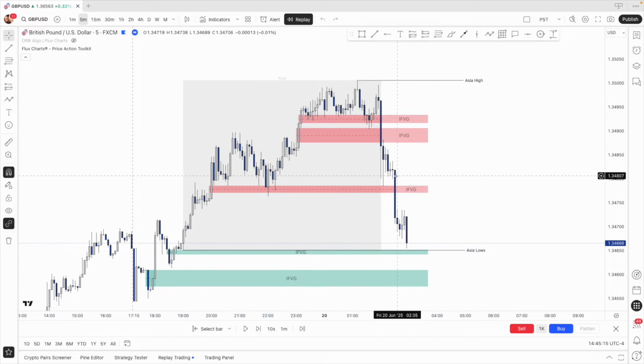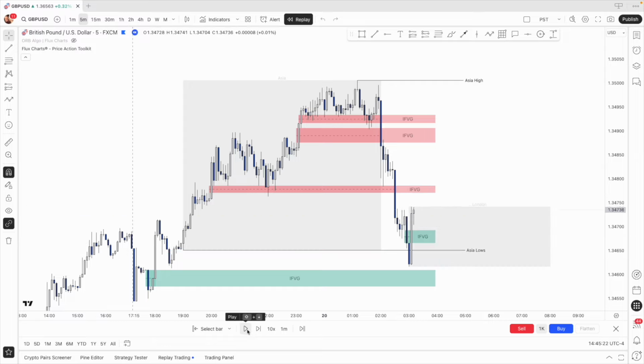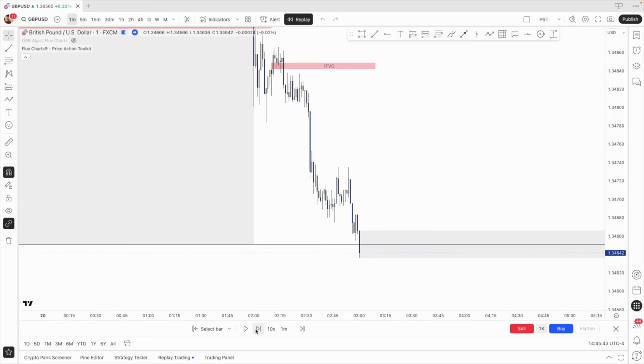So now we are going to wait for price to sweep the highs or the lows. So as you can see, immediately there we swept the lows. So when we go down to the 1 minute, now we are going to wait for that first inverse fair value gap to form. I'm going to wait for the indicator to draw it out for me.